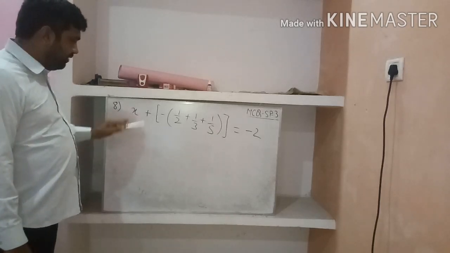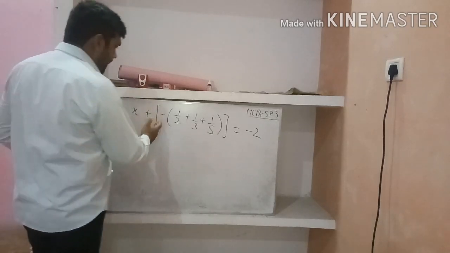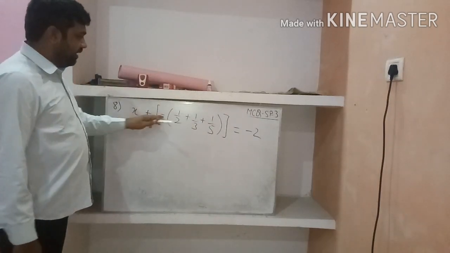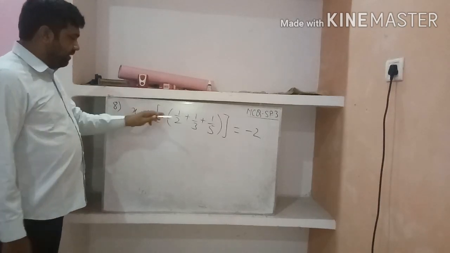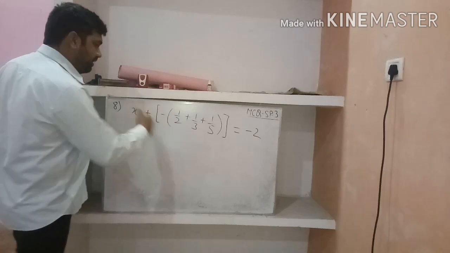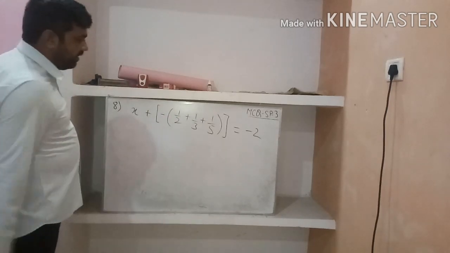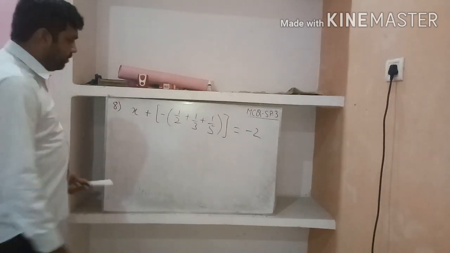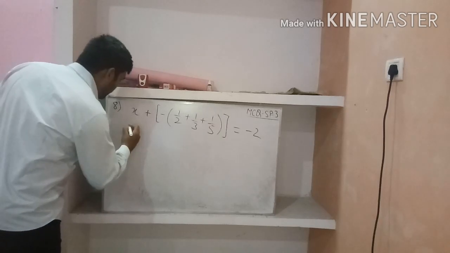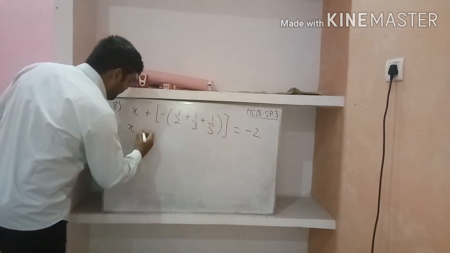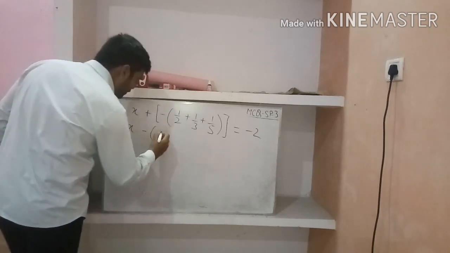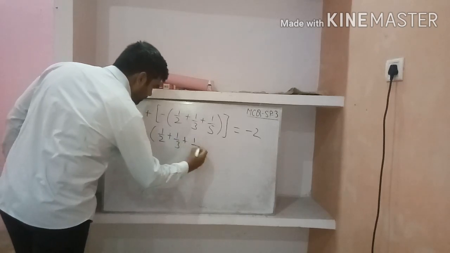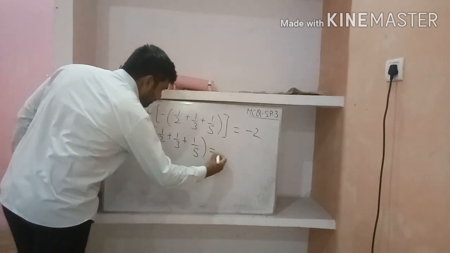If you want to find this number, we have to transpose this to the right hand side, that is subtract it. Now see, plus minus will be minus. When this minus is transferred to the right hand side, we get the positive of this number. Negative will be converted into positive. So see how we open this bracket: x plus minus 1 by 2 plus 1 by 3 plus 1 by 5 equals minus 2.